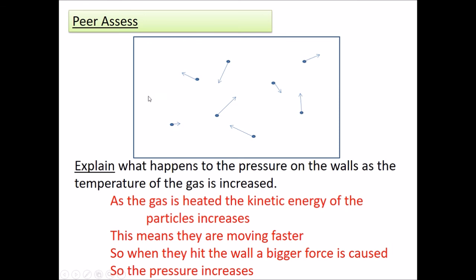Of course, also, they're going to hit the wall more times every second because they're moving around faster. So there are actually two reasons why the pressure increases as the gas gets hotter. There are more collisions with the wall every second, and each collision creates a bigger force.